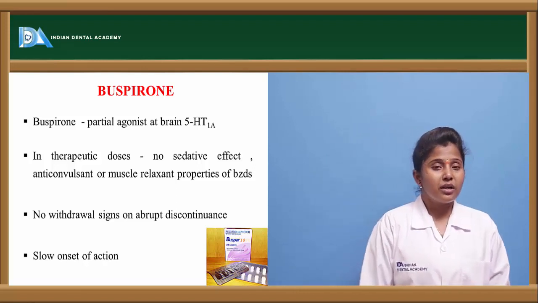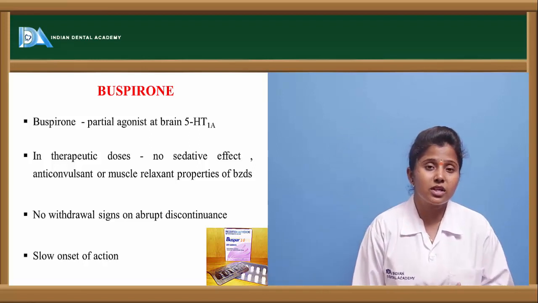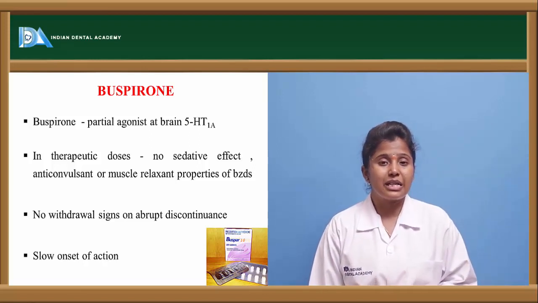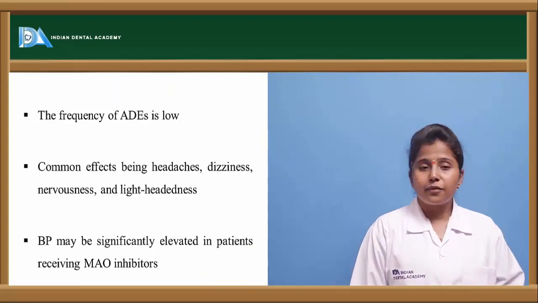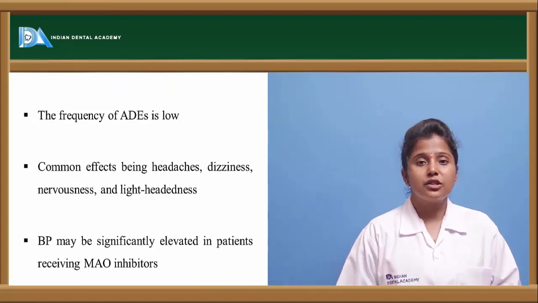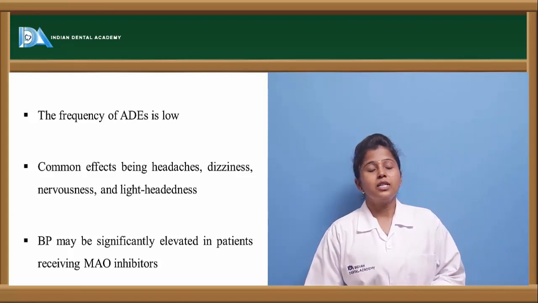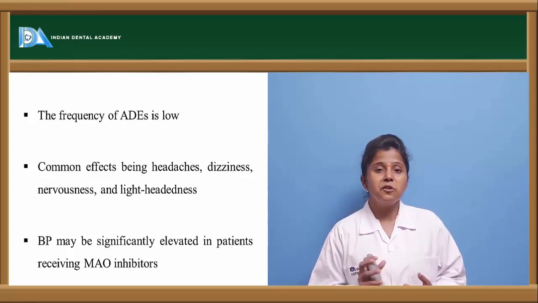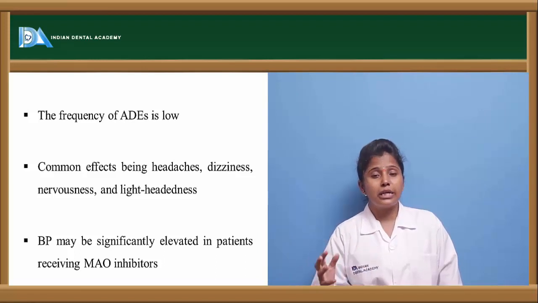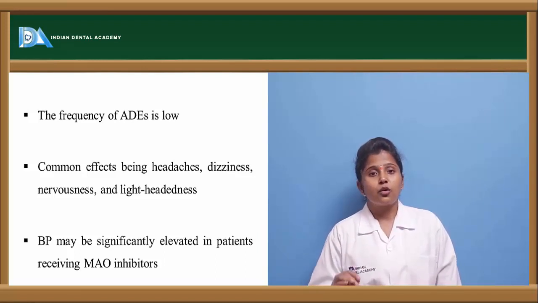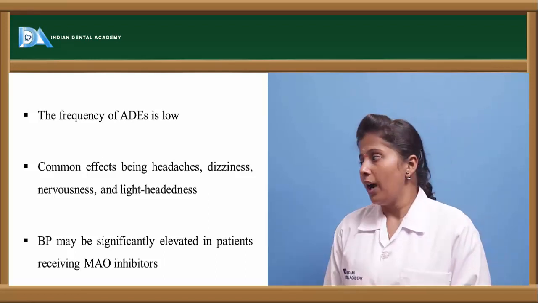But the one disadvantage is that it has a slow onset of action. Once it's administered into the body, it does not show its actions immediately. It will take some time to show its actions. The frequency of adverse drug effects is very low. Buspirone shows adverse effects only if given in higher doses, and even if it exceeds its dose a little, most adverse effects are not observed.